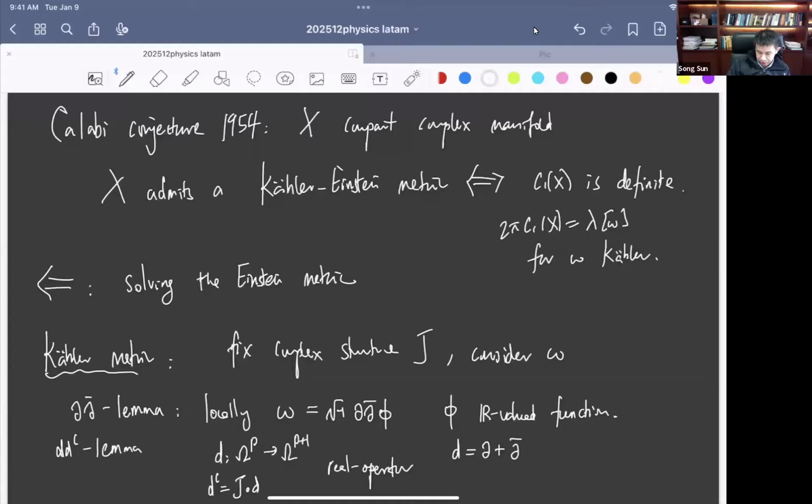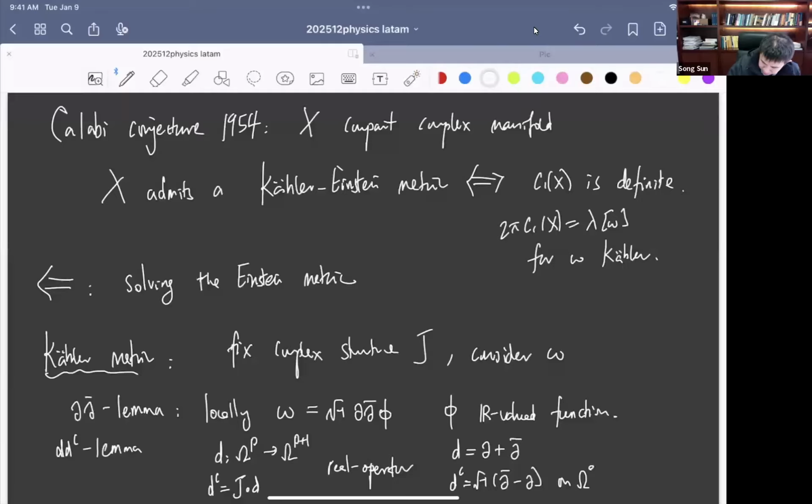So you project into the parts. You are increasing the degree by 1, but either the holomorphic part or the anti-holomorphic part by 1. That's partial and partial bar. And then d^c will be square root of minus 1 times (partial bar minus partial). This is on functions, omega^0. So the dd^c lemma just means locally omega can be written as dd^c of a function.